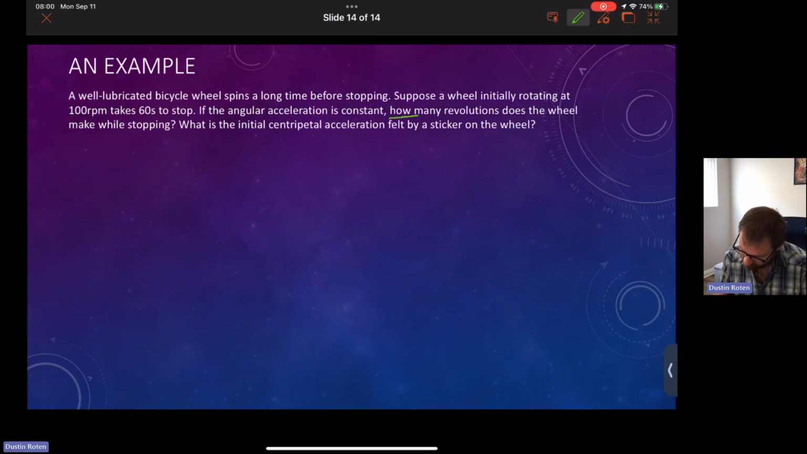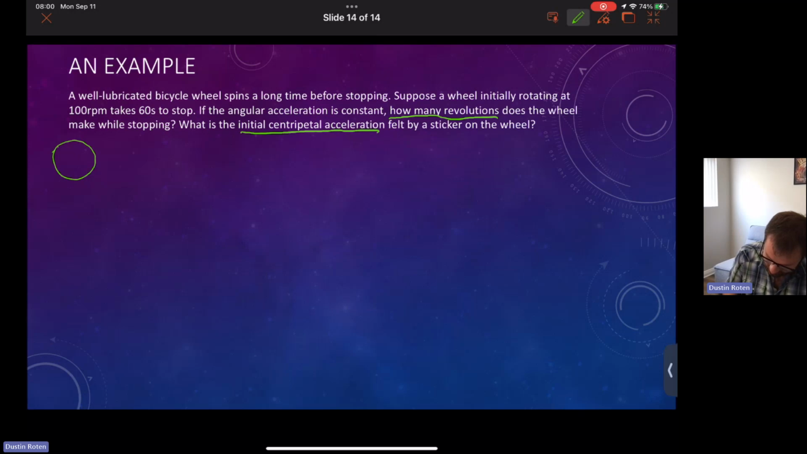So this is a how many revolutions. So the next part is, what is the initial centripetal acceleration felt by the sticker on the wheel? So that instant before it starts slowing down, what is the initial centripetal acceleration? All right, so the way I do this, I always draw a picture first. That's just good practice.